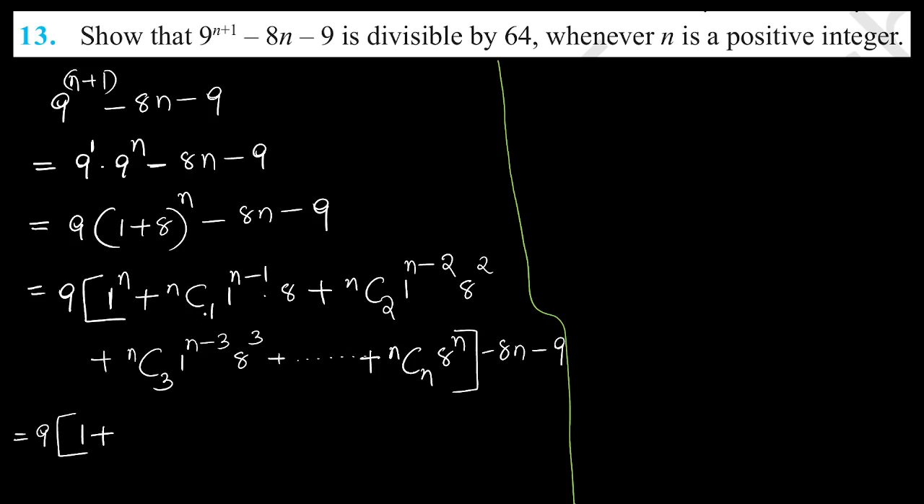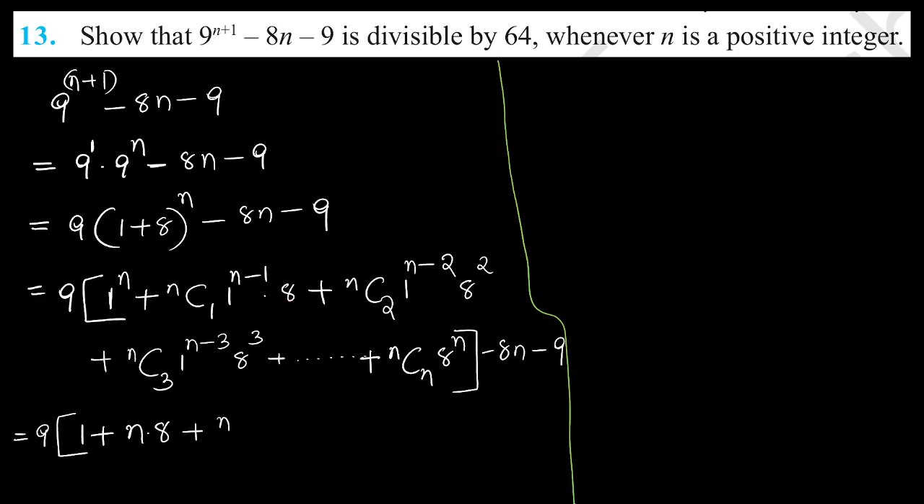NC1. We have studied the property in the chapter permutation combination. NC1 is n. NC1 means one object to be selected from n objects. If you don't remember that property, think like this: in how many ways can one object be selected from n objects? N ways you can select. You have written it as a property. NC1 is n. 1 raised to, I don't want to consider, into 8. N into 8, or 8n.